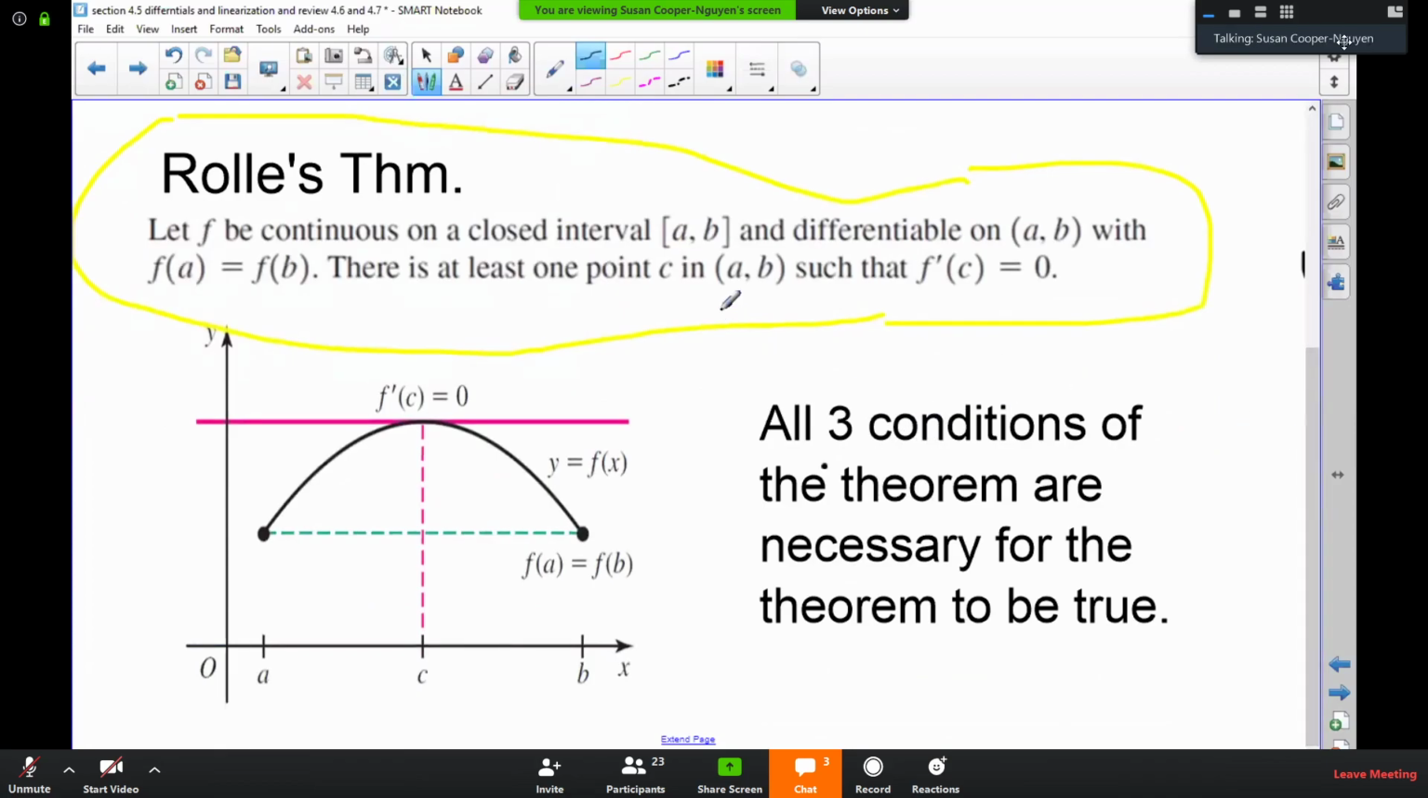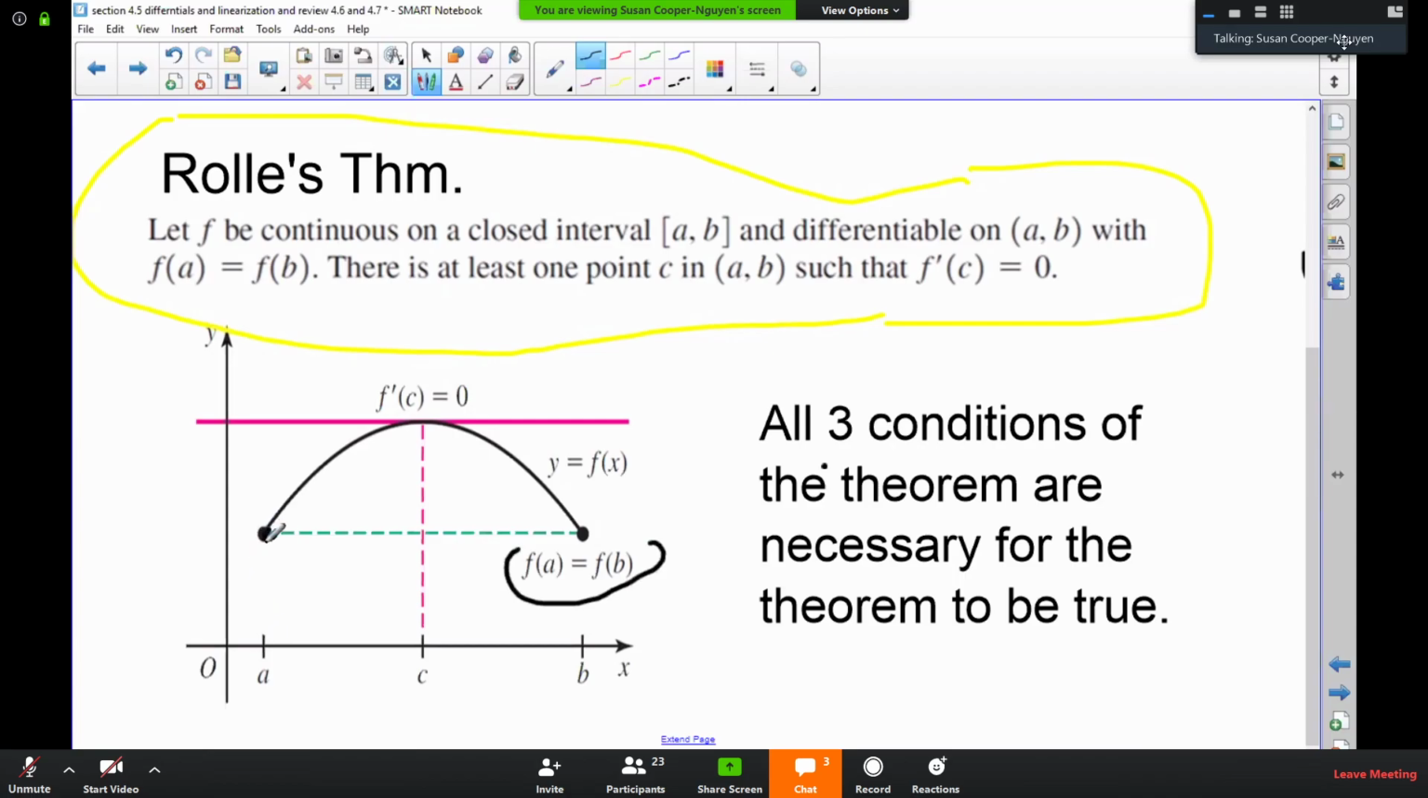Rolle's theorem, I'm going to kind of leave it here in the notes, but what I wanted to say in easy speak is that Rolle's theorem says that if you have a smooth continuous curve over the interval from A to B, there must exist a point where f of A and f of B have the same output.